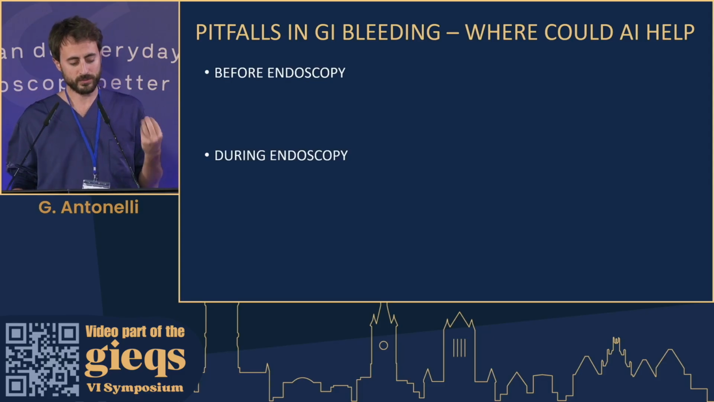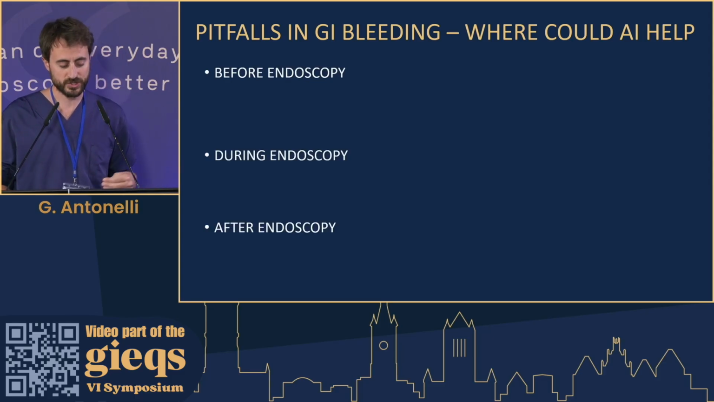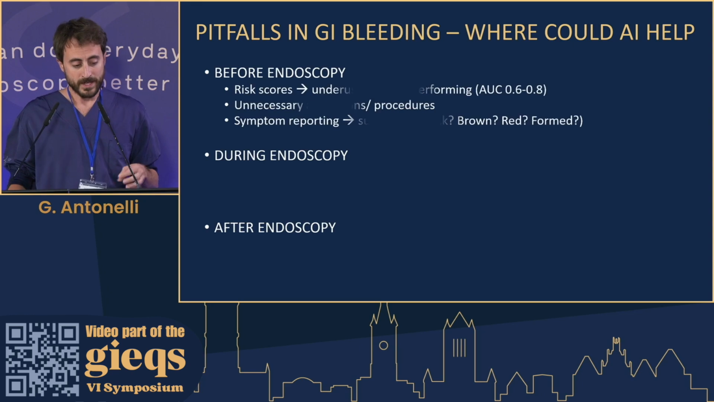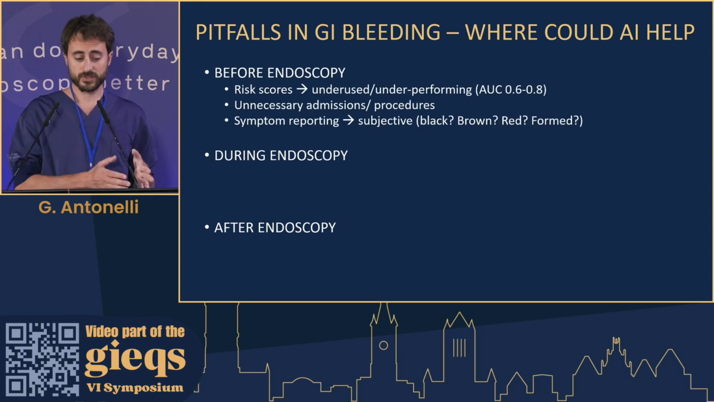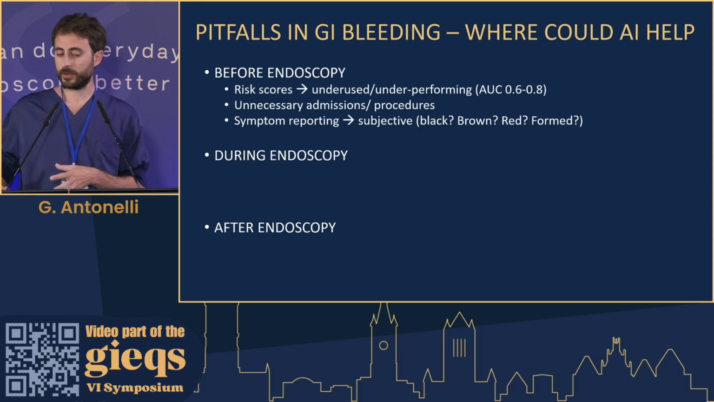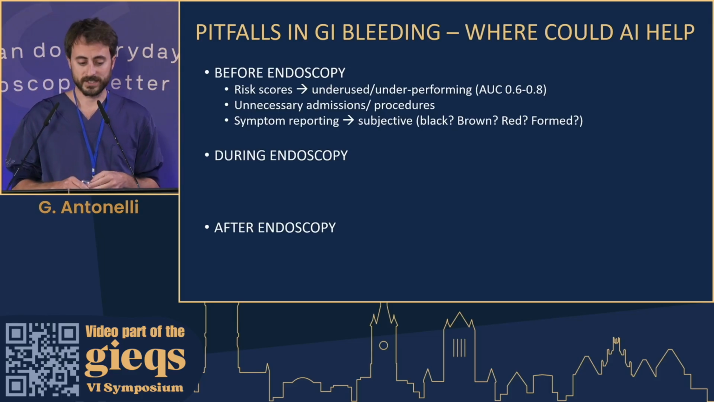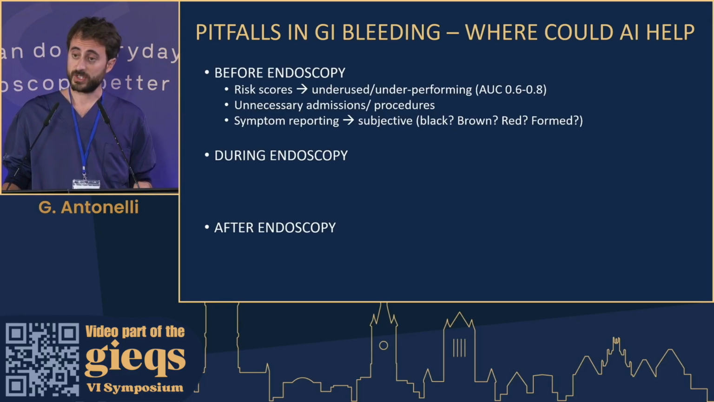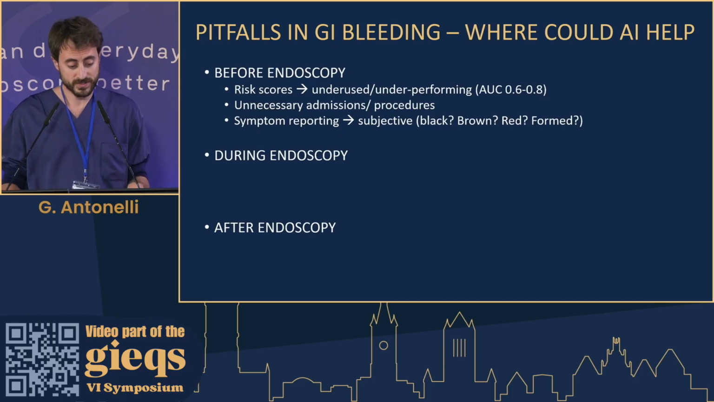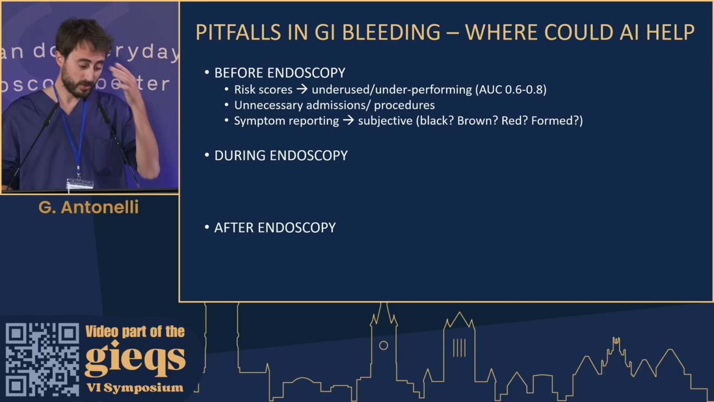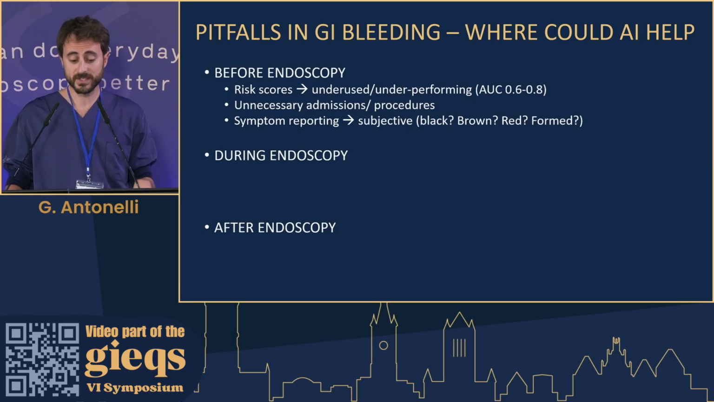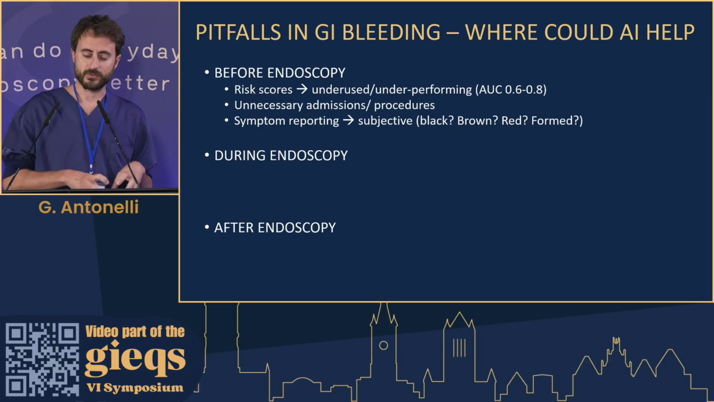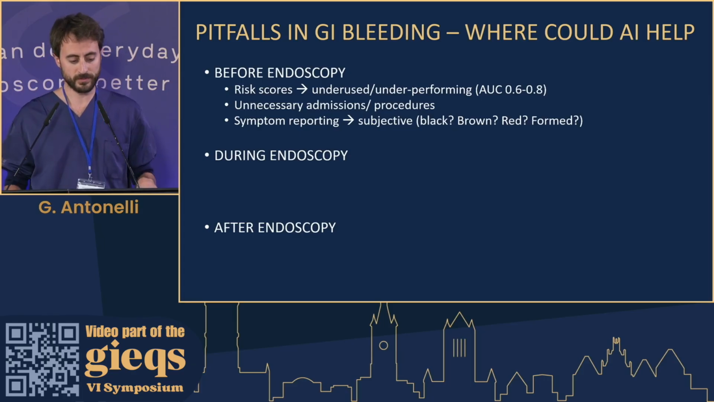We can remember that we have 3 moments in GI bleeding, which is before, during, and after endoscopy. So before endoscopy, risk scores that we just saw are not performing so well, and in clinical practice are not so well used. We are doing a lot of unnecessary admissions and a lot of unnecessary procedures, and the symptom reporting, both of the patient and sometimes of nurses and of colleagues, is quite subjective. So we don't know the real color of the feces, we don't know if it is real hematochezia, if the feces are formed, and so on.